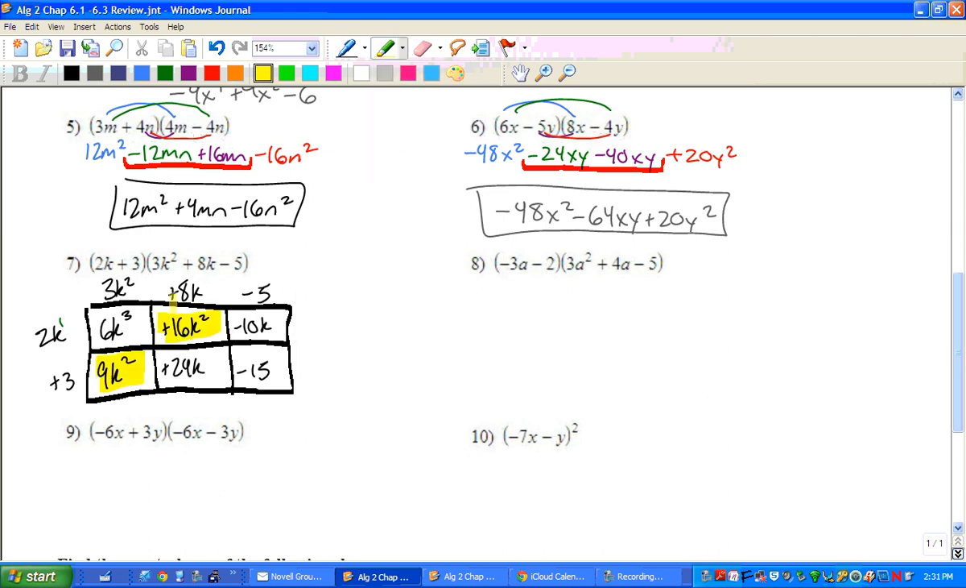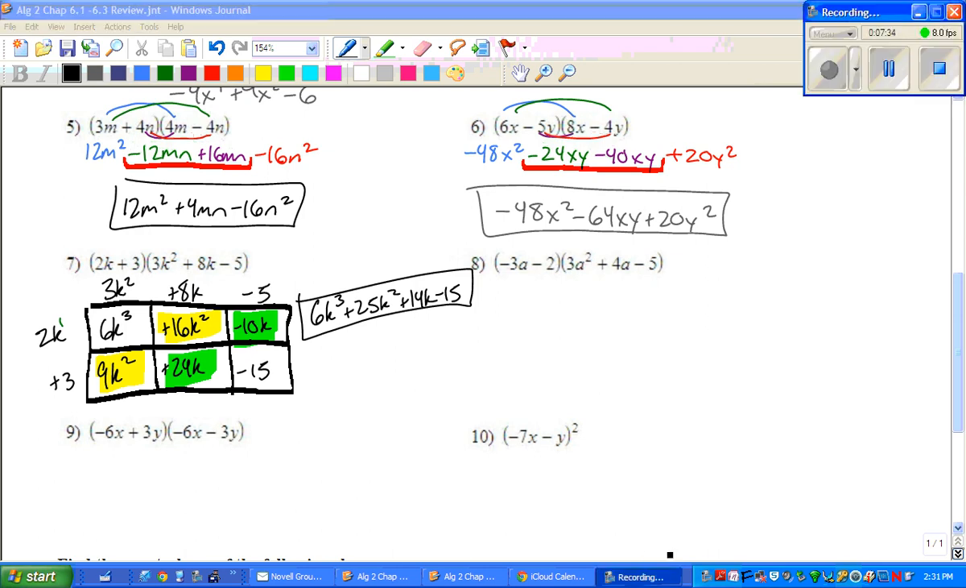Okay, and the next step would be to combine your like terms. And when you do that, you get 6k to the third power plus 25k squared plus 14k minus 15. All right, number 8, you guys are all on your own. You can either do FOIL or box. Go ahead and pause the video, and good luck.